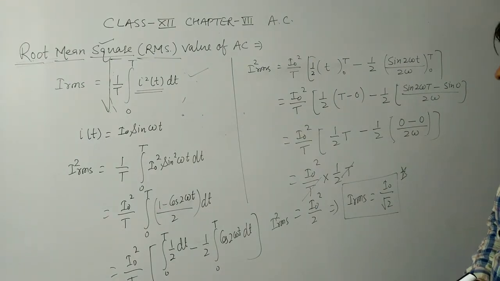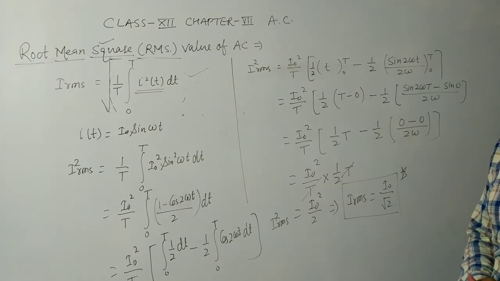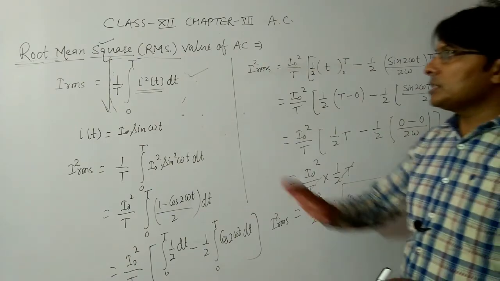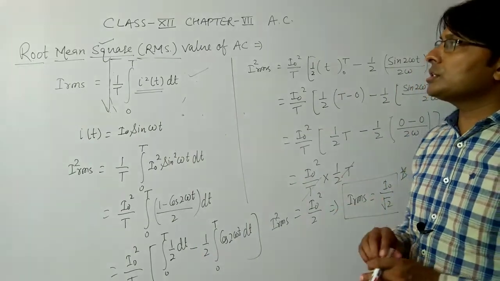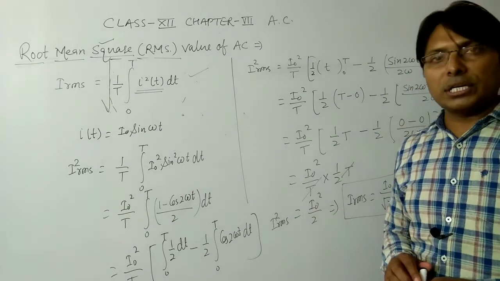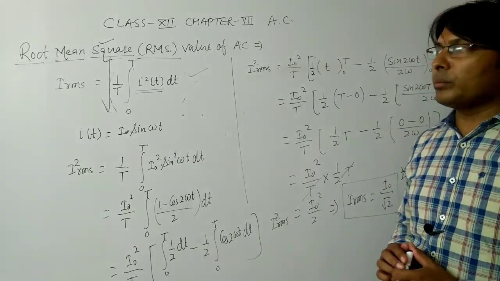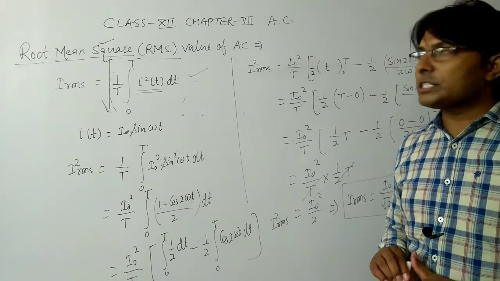I hope this will be beneficial for you to understand the concept of root mean square, and it is not necessary that this formula is only valid for sinusoidal AC. You can use this formula for any periodic signal to calculate its root mean square value, which is the DC equivalent of AC.